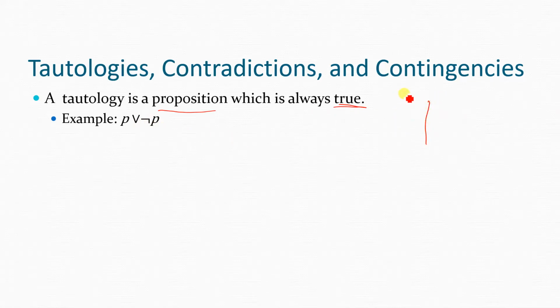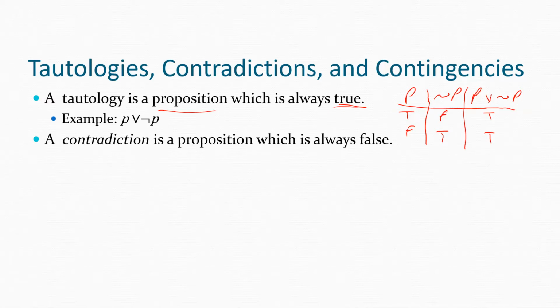We can see the truth table for this proposition to verify that this is a tautology. Now, if we have proposition P, then it can either be true or false. Then what will be the truth value of negation P? It will be false and true. Now, the disjunction of P and negation P gives us true, and true. So this is true for every truth value of P. So this is a tautology.